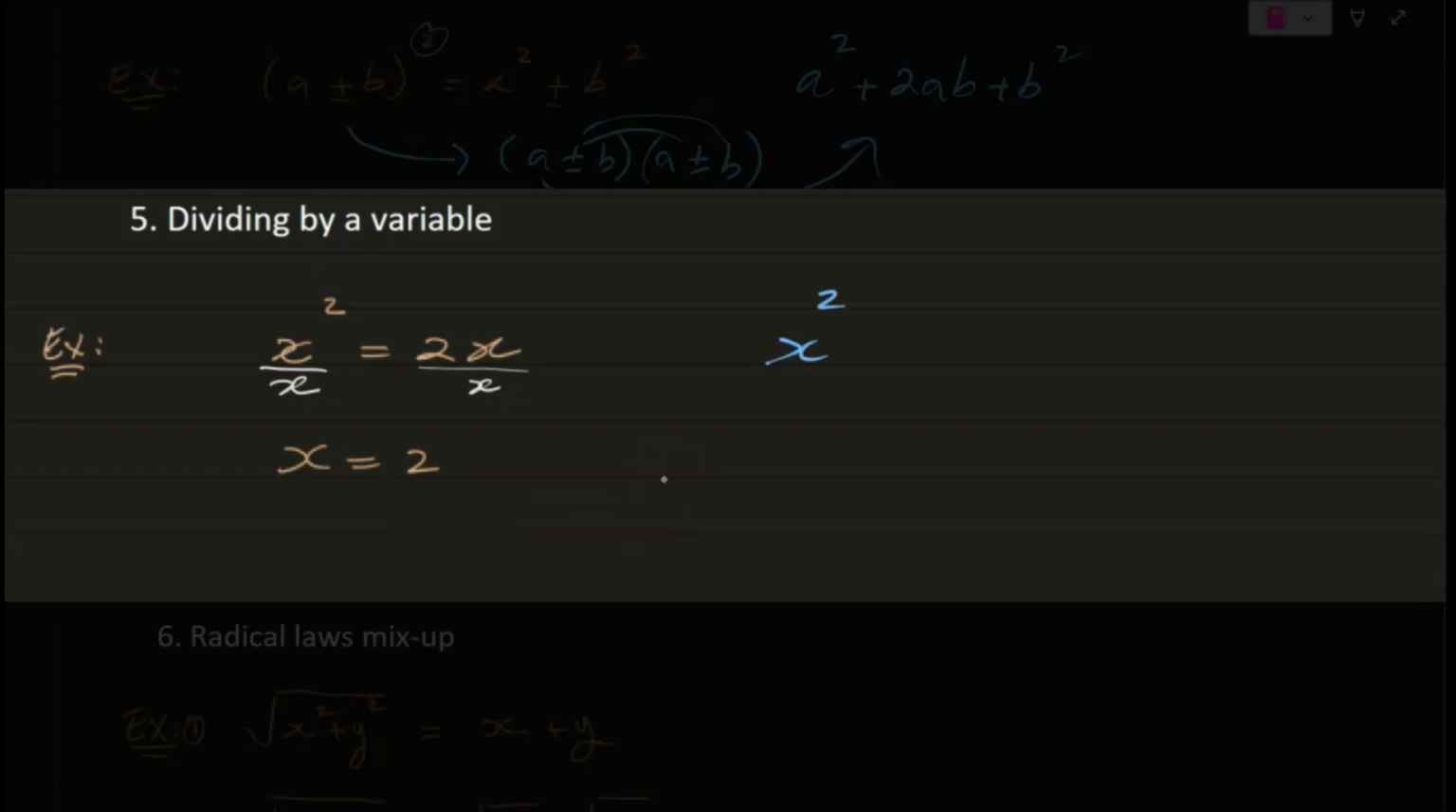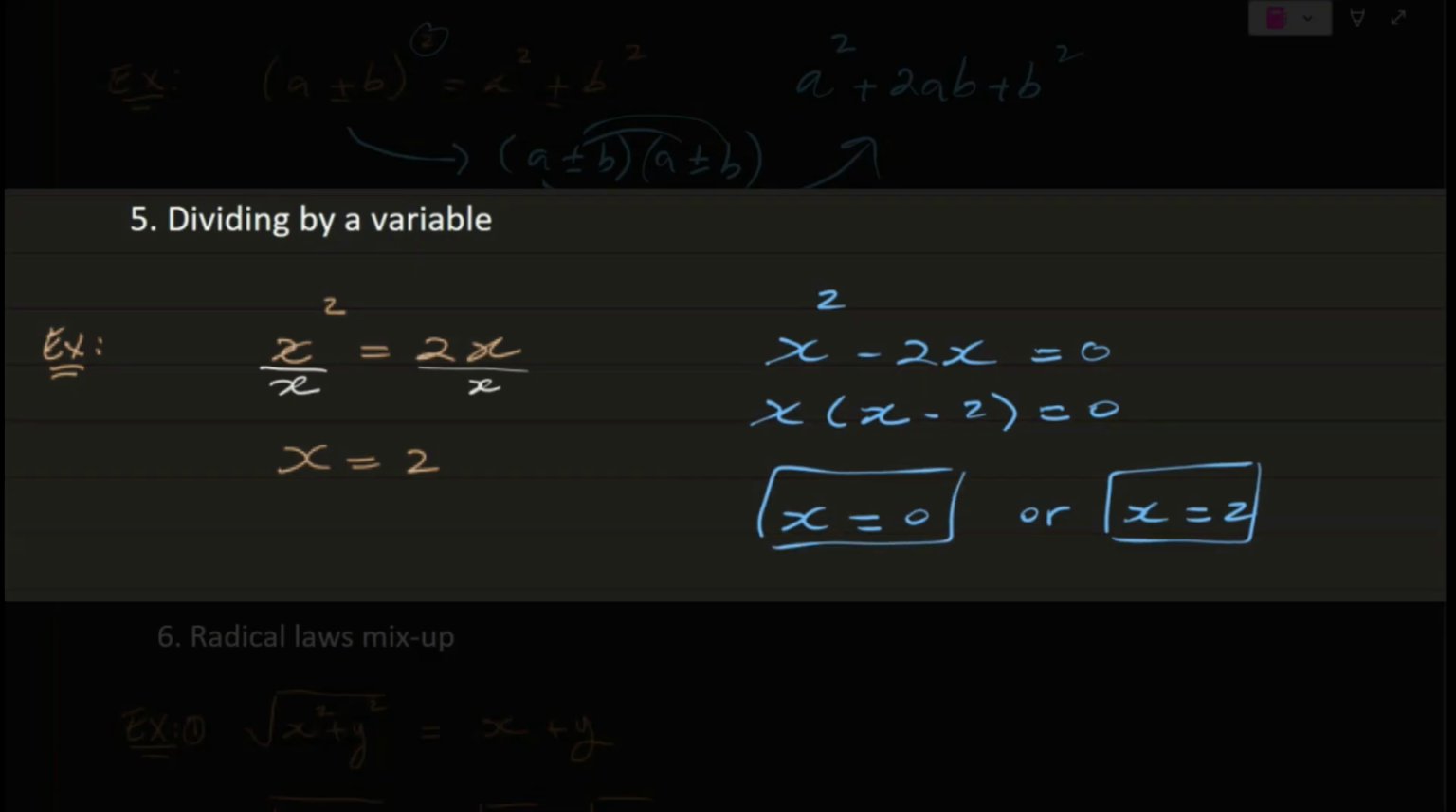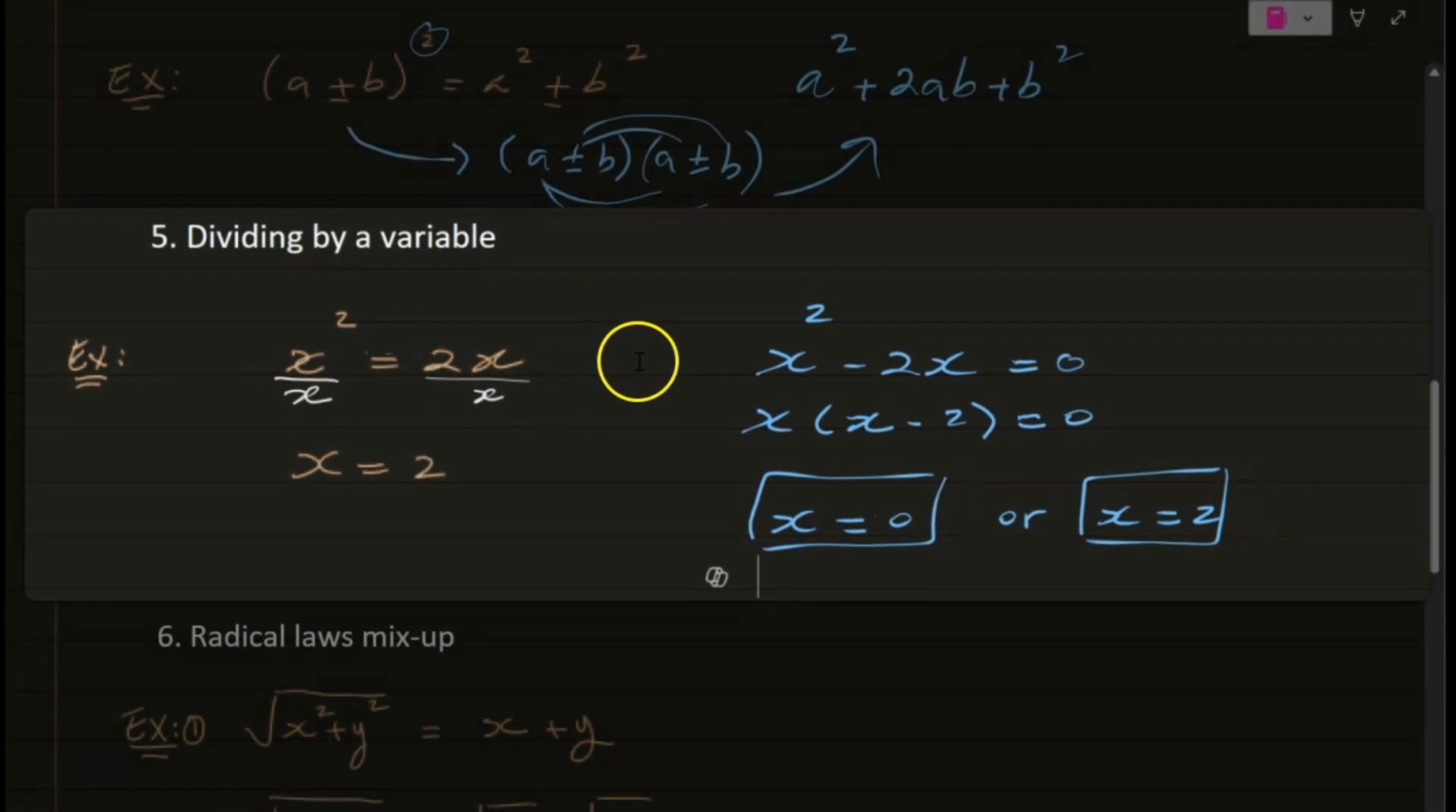So the correct way to do this is you have to bring everything to one side and set it equal to 0. And then, of course, you're going to factor. This is the quadratic equation. Then you use the zero product rule. You get x equals 0 or x equals 2. And make sure that you find my video on solving quadratic equations using factoring and the zero product rule, and that would walk you through everything else for review. All right, so do not divide by a variable when you're dealing with an equation, regardless of whether it's quadratic or cubic or any higher power polynomial.